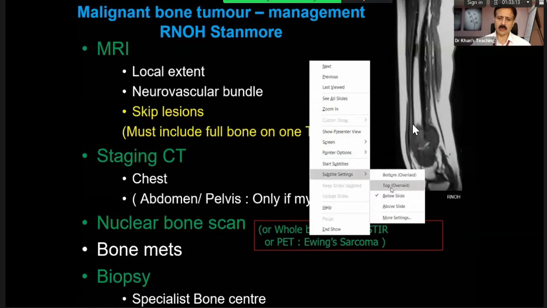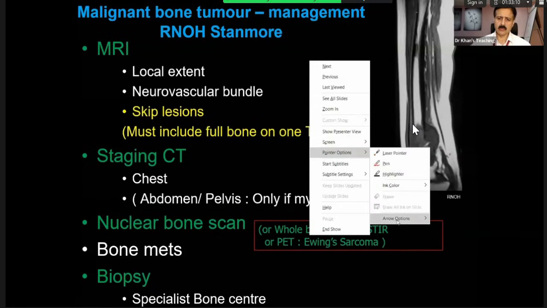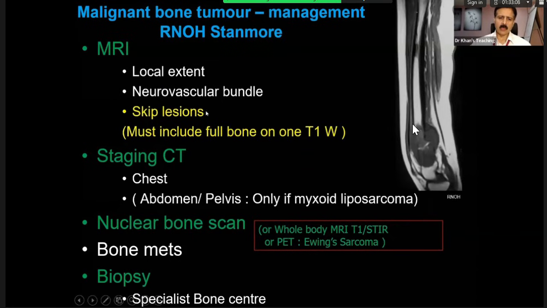In Stanmore, which is the Royal National Orthopaedic Hospital, please remember in the UK we have specialist bone tumor centers, and in London and in surrounding areas around London, all cases are sent to RNOH. They do a single T1 weighted sequence covering that bone. For the rest of the staging, you can do a CT chest, but if there is a liposarcoma, you can also do CT chest, abdomen, and pelvis. Whatever you say, it doesn't make a difference.